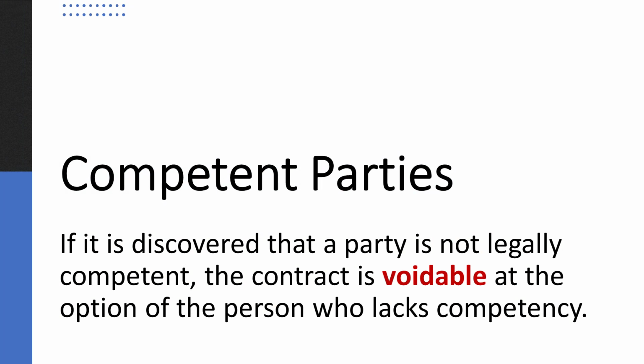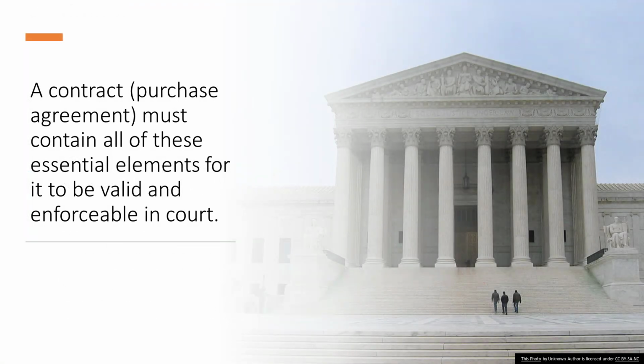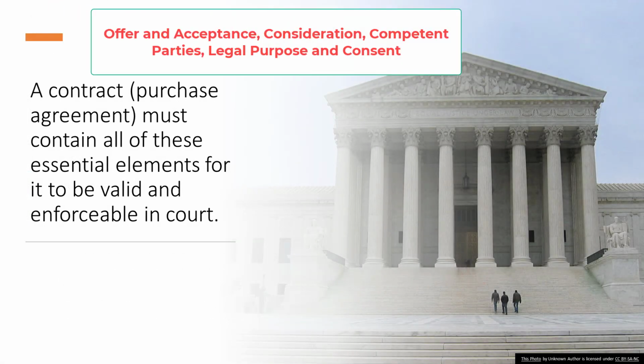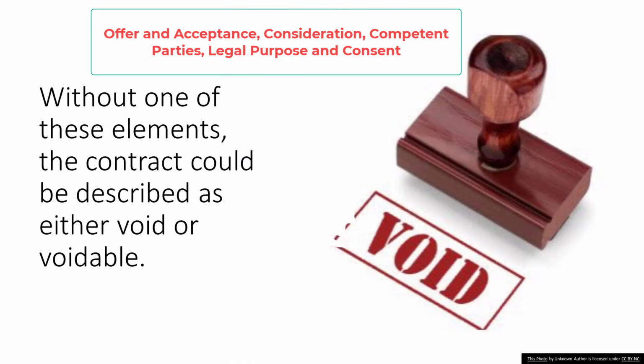If it is discovered that a party is not legally competent, the contract is voidable at the option of the person who lacks competency. A purchase agreement must contain all these essential elements for it to be valid and enforceable in court. Without one of these elements, the contract could be described as either void or voidable.